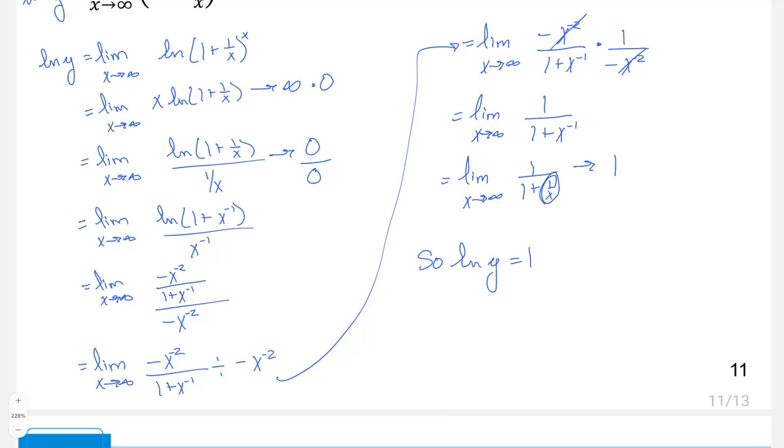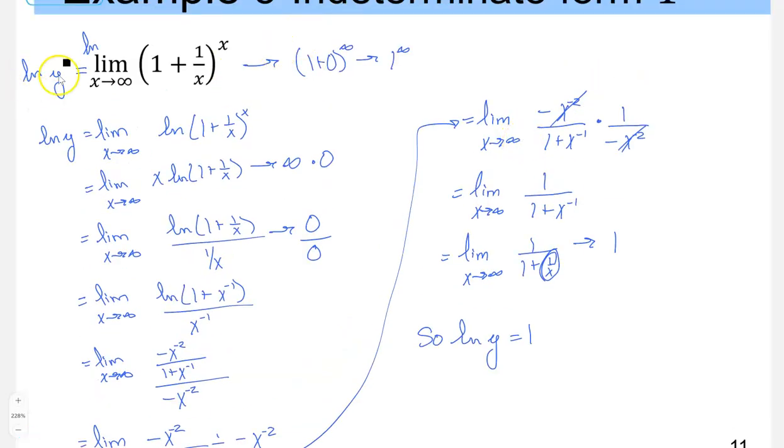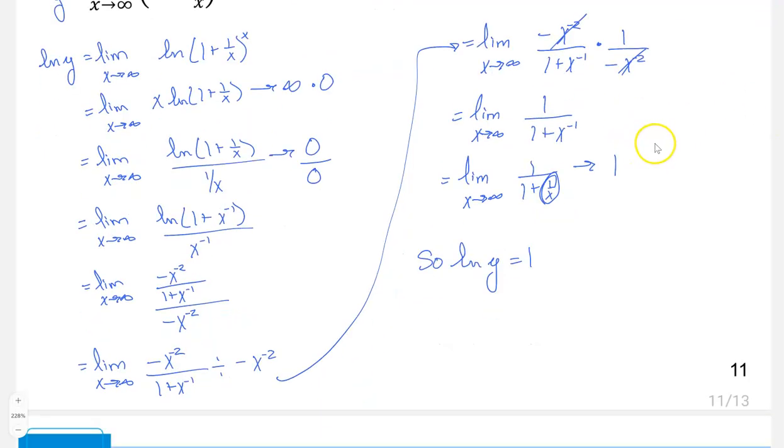And now we need to solve it for y, because remember we said in the beginning that y was going to be equal to that limit. That was our first step, setting that equal. So how do I solve it for y? Rewrite it as an exponential function. So this is going to be e to the first is equal to y. So this limit is actually equal to e.